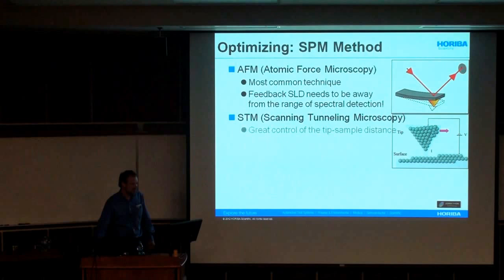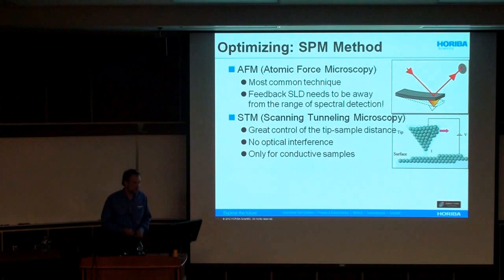STM, the scanning tunneling microscopy method, basically, where you look at the tunneling voltage through the sample, is a great way to control the tip sample distance. So people using that method are usually pretty successful doing TERS, using like gold wire as the tip that's been etched in a certain way. So that gives you great control of the tip sample distance.